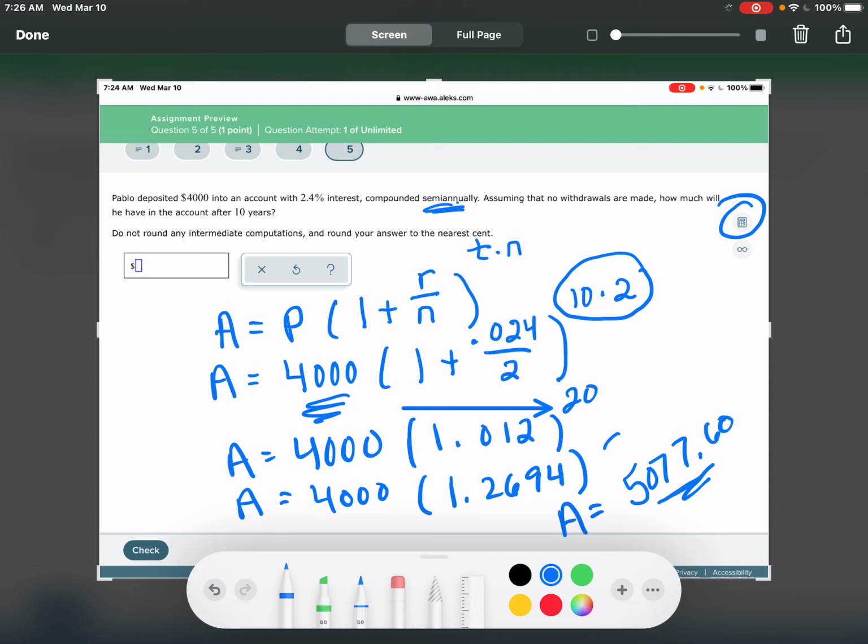Okay, so that's what I get if I did the math right using Alexa. Makes sense after 10 years that I am earning just a little bit of interest. That's not very big. And I definitely increased my value. I'm up to $5,077.60 instead of $4,000.